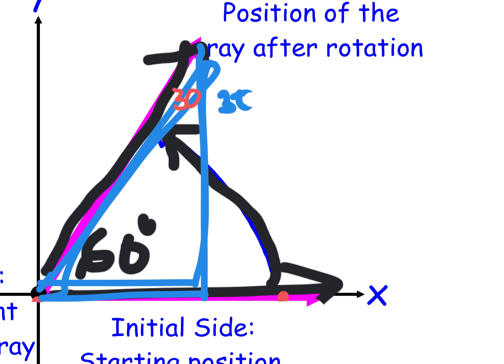That's the 60. And then I can do the 1, 2, 3 thing, except it's 1, 2, square root of 3. This will be 1. This will be 2. This will be square root of 3. And then I can get sine of 60 would be opposite over hypotenuse. So it's square root of 3 over 2. But that's if it's normal.